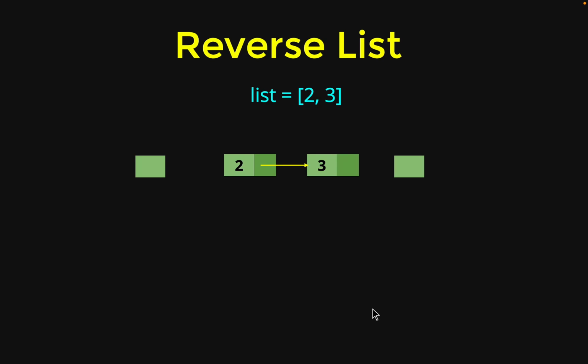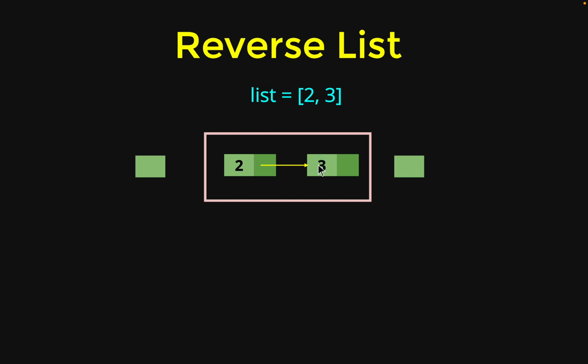Now let us see how we can reverse a list inside Elixir. So for example, we have a list and this list has two elements, 2 and 3. So this list would look something like this inside your memory. So we have two nodes. This node is for 2 and this node is for 3.